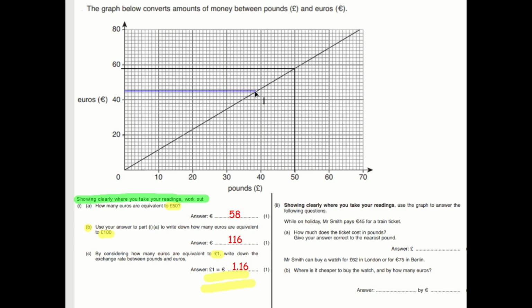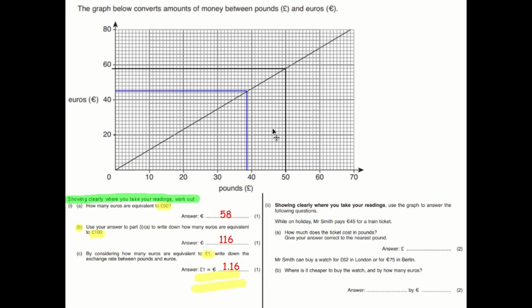And then I'm going to read down the graph. Okay, it's not quite on an exact value, but I'm going to say that's 39. That's pretty much 39. So that's £39, because it does say give your answer correct to the nearest pound. And in this case, I think it's nearest to 39.